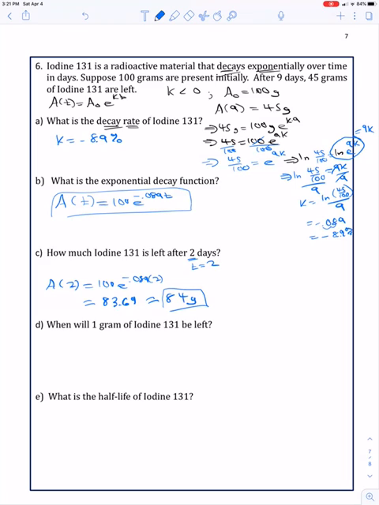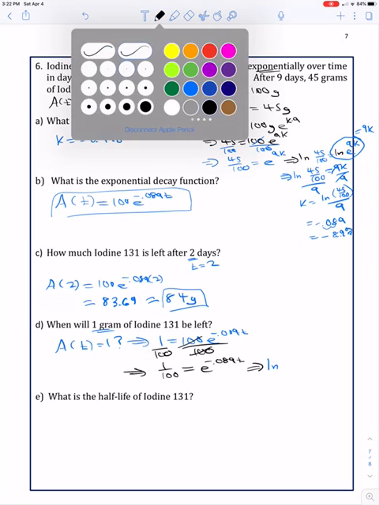All right, let's go to looking at our value here. Let's go to D. When will 1 gram of iodine 131 be left? So when will A of t equal 1? That's our question. So let's set that up. So when will 1 equal initial amount 100 times e to the negative 0.089 t. So as we're solving this exponential equation, let's go ahead and divide out 100 on both sides. So we do that, we got 1/100th equal to e to negative 0.089 t. And we know now we're ready to take the natural log of both sides as we're going to solve this equation.